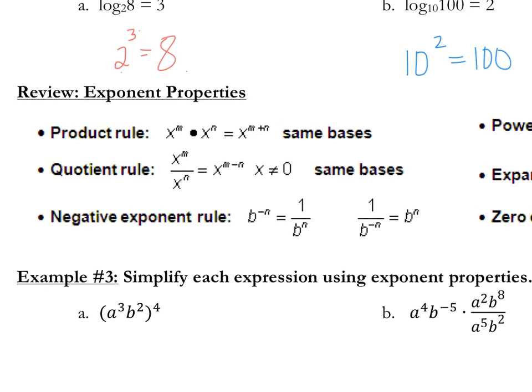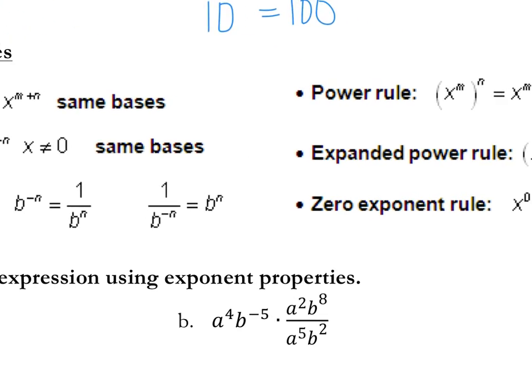I have some rules that we've seen at least a couple times this year. The product rule: when I multiply common bases, I add their exponents. The quotient rule: when I divide common bases, I subtract their exponents. And the negative exponent rule tells us that a negative exponent creates the reciprocal of the positive exponent. So b to the negative n is the same as 1 over b to the n.